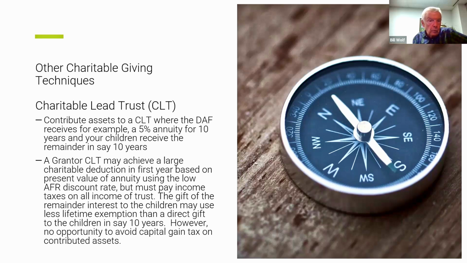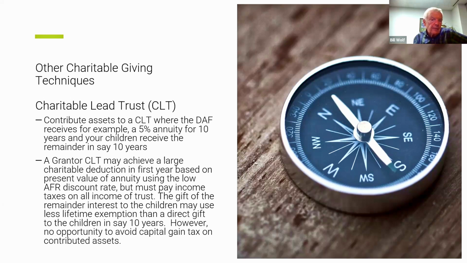The charity will get 50%. If you put $1 million in, the charity will get $500,000 over that 10-year period, and whatever's left will go to the kids. Well, the kids are going to get more than the remaining $500,000 because it was invested in the stock market and grew.